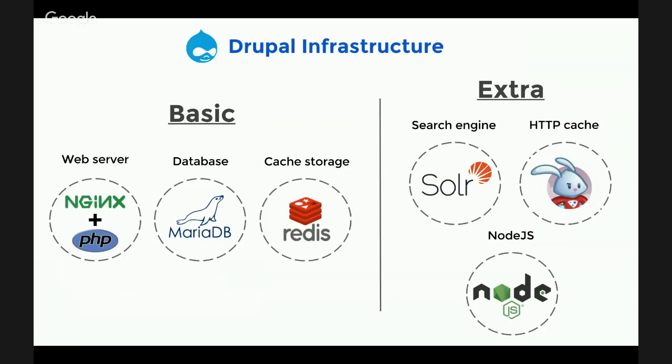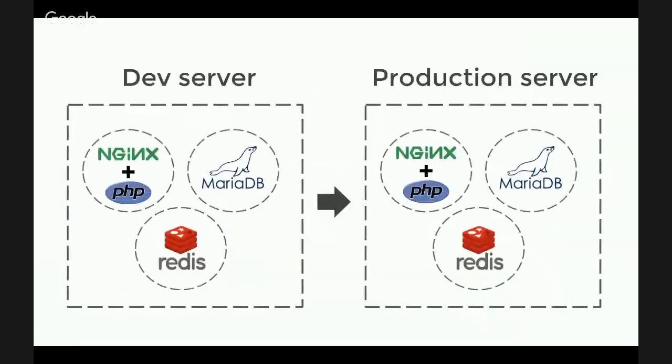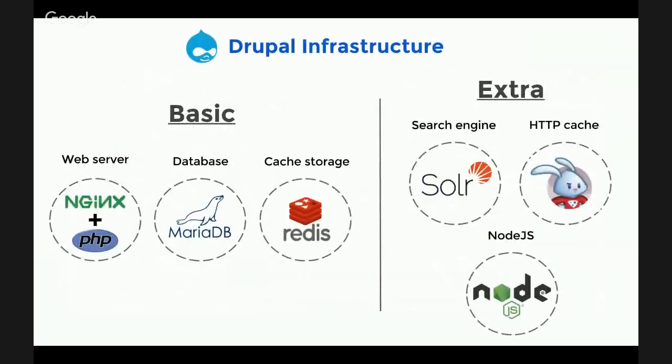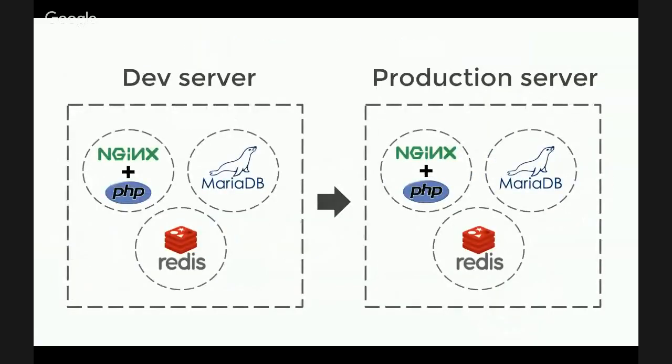And extra components include a search engine, Solr or Lucene. It's an HTTP cache like Varnish or Nginx. And sometimes you need Node.js to run, let's say, a commit server. And the problem is when you deploy your Drupal website to a dev server, you have to configure all of this infrastructure by yourself. And when your site is ready for production, you have to do the same work twice. You have to deploy this infrastructure all over again. And if something changes in your infrastructure on the dev server, you have to change it as well on production.